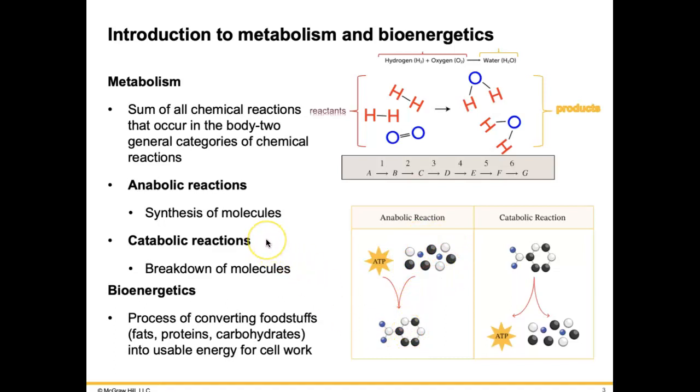And the second reaction is a catabolic reaction, where we take that C and think of cut. We are going to take the larger molecule, break it down or cut it apart in order to get the smaller components of it. And in that process, we release energy, known as ATP. Now, this entire chapter is about bioenergetics. So this is our process of taking the food that we eat that contains fats, proteins, and carbohydrates and turn it into usable energy so our cell can utilize it for its cell work.